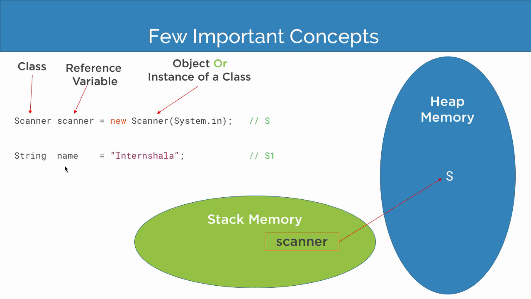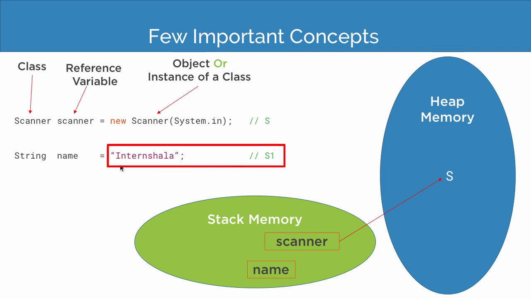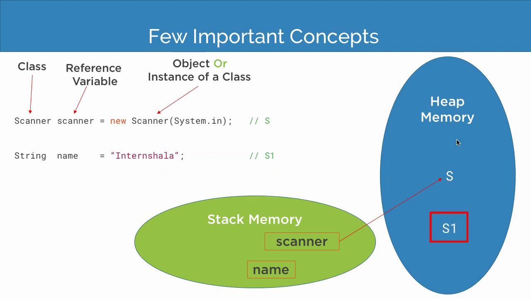Let us consider String name = "Internshala". As we all know, this Internshala present within the double quote is basically a string value. So this String present here is basically a class. And this name is actually the reference variable again. So this name will be created within the stack memory as per the rule. Now here on the right hand side we have Internshala. So indirectly on the right hand side we are creating an object. Let us call it S1. So this object S1 will now be present within the heap memory here. So this name and S1 will be together connected to each other, right?